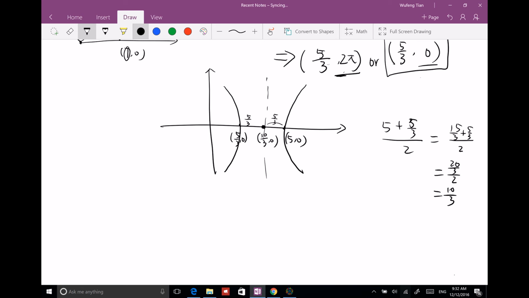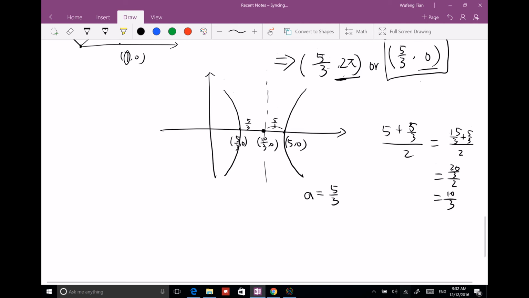And then, is it 5 over 3? No, wait, let me see. 10 over 3 plus 5 over 3, which is 15 over 3, which is 5. That's right, okay, it's 5 over 3. So you can get A equals 5 over 3. Since C equals what? E equals 2.